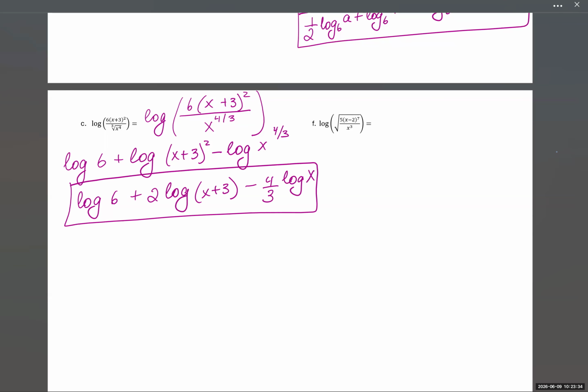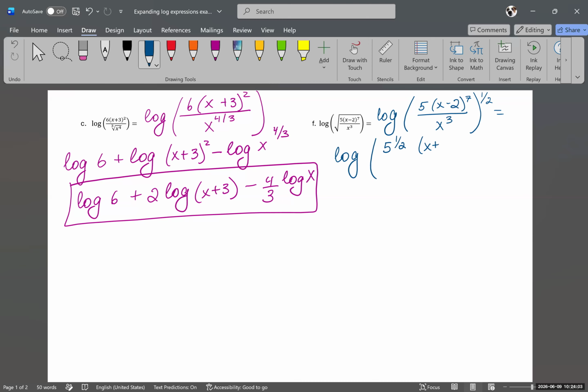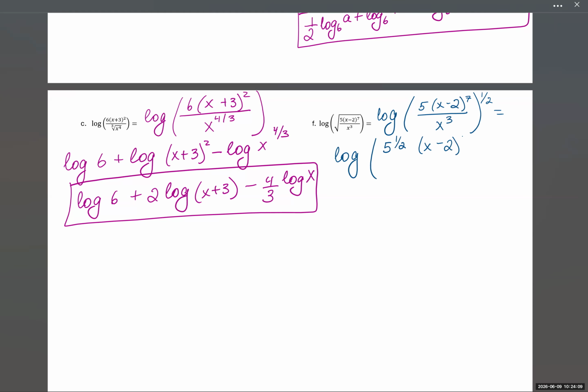And the last one, again, there's a square root inside of a log, so let's replace that with an exponent. This is log of 5 times x minus 2 to the 7th divided by x cubed, and the whole thing is to the 1/2 power. That's what the square root does. So let's simplify that a little bit. So that will be 5 to the 1/2 power. Then we have x minus 2, not plus 2. x minus 2 to the power 7 over 2, and then divided by x to the power 3 over 2.